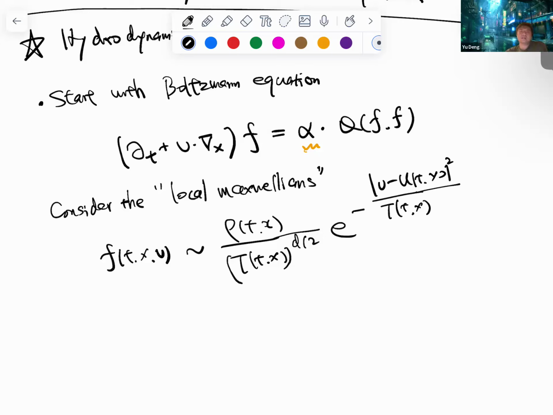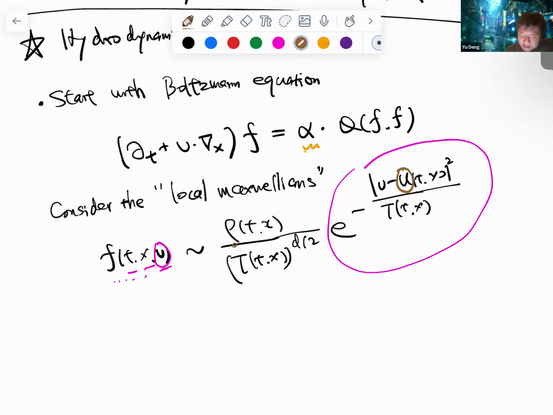This ansatz basically means that if you're given t and x, the probability density in terms of the velocity v is a Gaussian function in v, which means that the particles have their velocity distributed in a normal distribution. And of course this normal distribution is centered at this particular u, which you can think of as the overall average velocity at this position x in space, and of course rho represents the density and T represents the temperature.